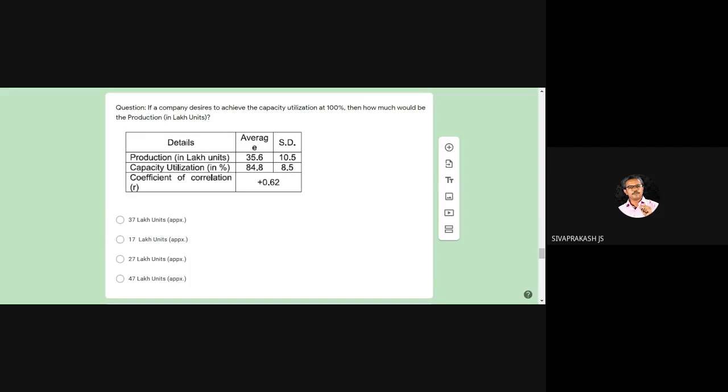So production is X, capacity utilization is Y. Y is given as 100%, so we need to calculate X. So this is X on Y. X minus X bar is equal to the coefficient of correlation times standard deviation of X divided by standard deviation of Y, multiplied by Y minus Y bar. Can you simplify that now?